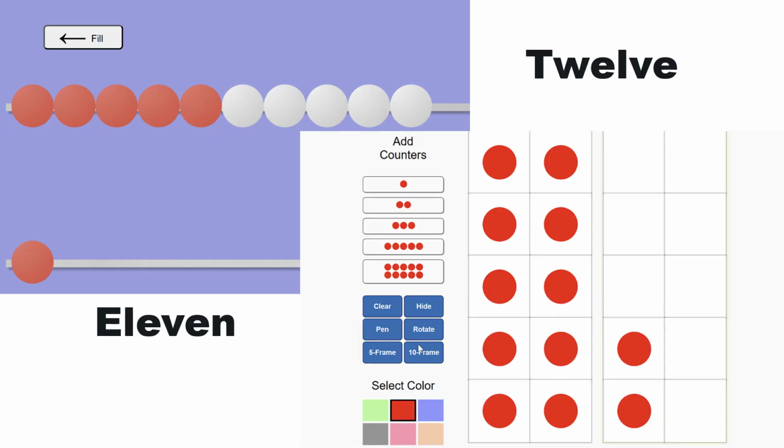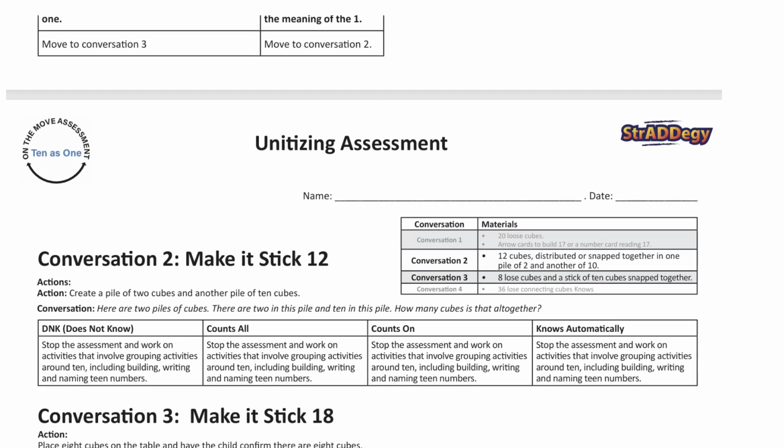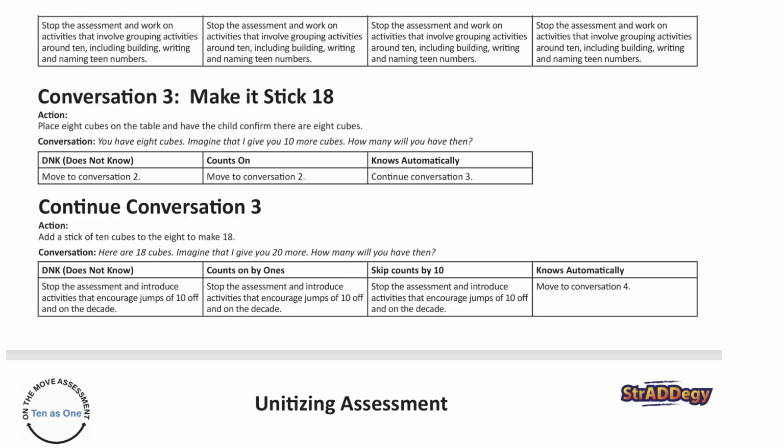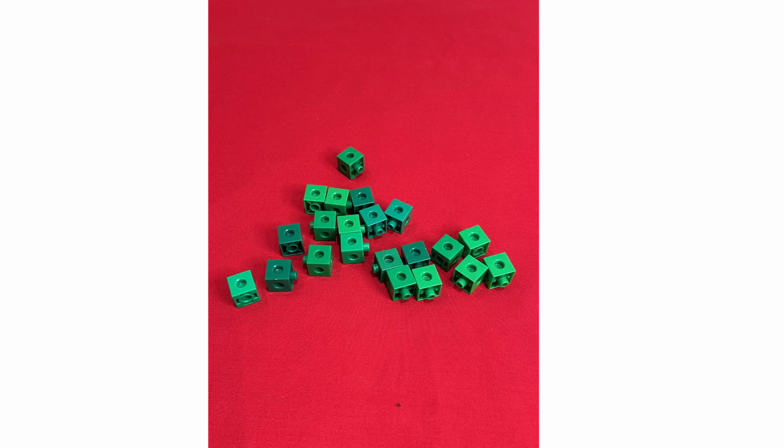11 and 12, with their complete lack of adherence to any convention, only adds to the challenge. This assessment focuses less on language and more on structure. Do children understand the embedded tenness in all teen numbers, and can they extrapolate this early place value understanding to larger numbers? Place 20 or more cubes in front of the learner, then write 17 or use arrow cards to build the number below the cubes.